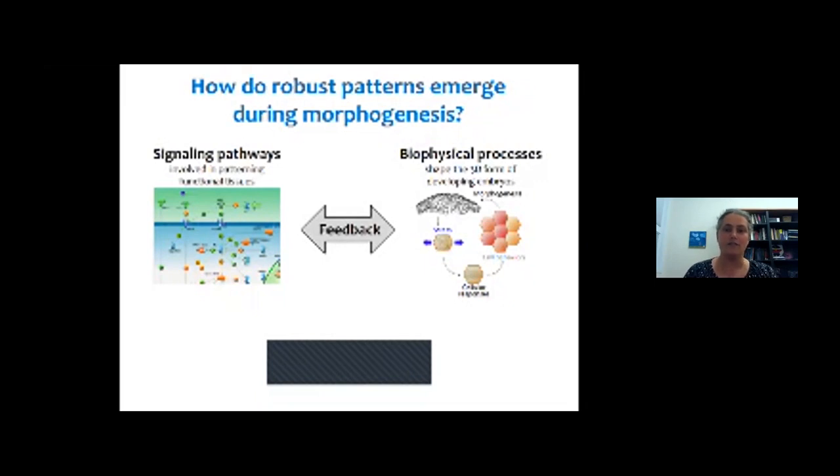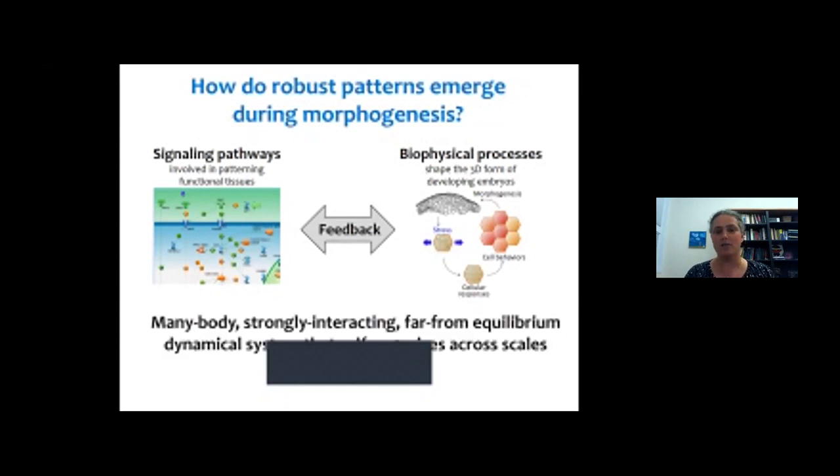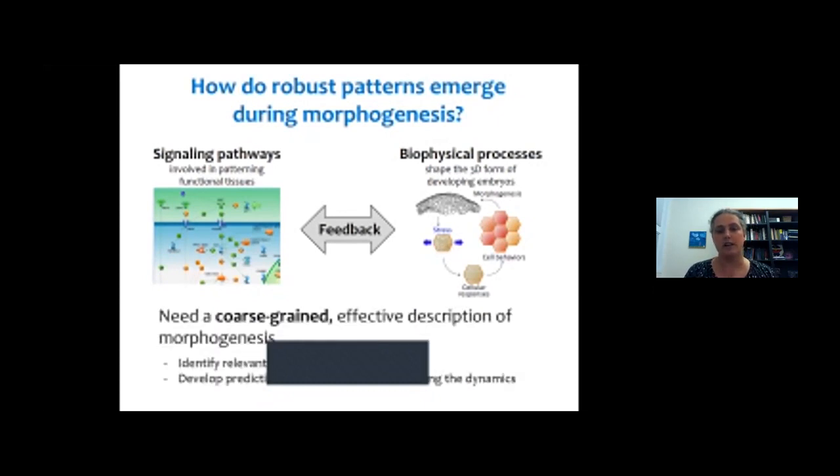And this involves multiple feedbacks on all levels of organization, from the molecular level all the way to the whole tissue. From a physical point of view, we have this far from equilibrium system, which is a many-body system with strong interactions, yet somehow this system is able to self-organize across scales to form very well-defined patterns. And one of the central questions in the field, as alluded to by Takashi, is how these systems are able to organize in such a robust manner. An attractive approach to address this question is to seek a coarse-grained effective description of morphogenesis. This implies identifying relevant coarse-grained variables and developing a framework for understanding their dynamics.